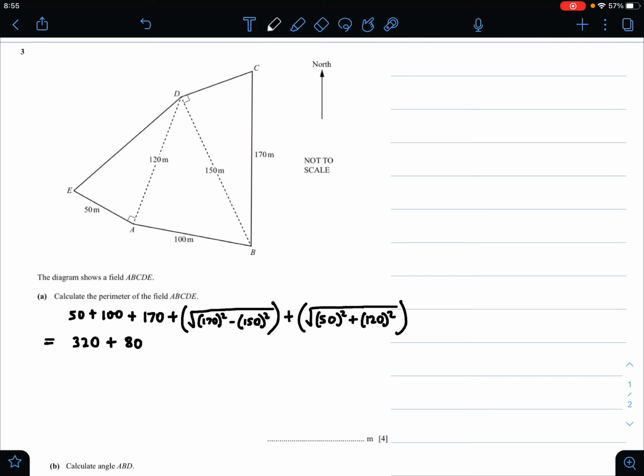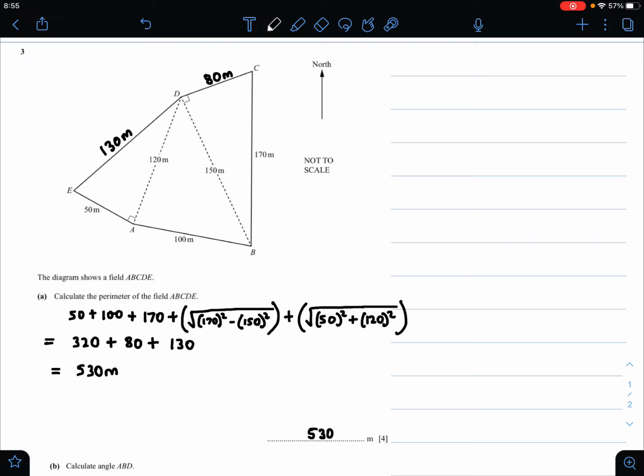So this would be the side CD, that is 80, plus the last side, that is DE, so that would be 50 square plus 120 square, and the root of that would be 130. So 130 would be the side DE, 130 meters, and therefore the final answer for part A would be 130 plus 80 plus 320, which would give us 530 meters as the perimeter for this entire shape.